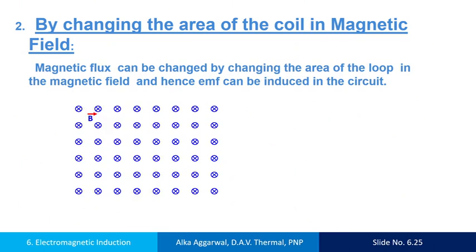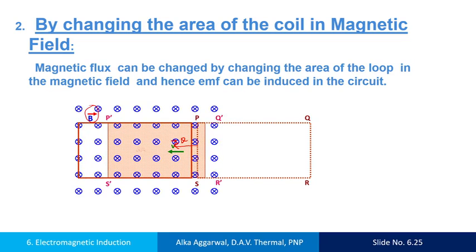Again it is a cross sign. It means the magnetic field is perpendicular to the plane and in the inward direction. Moreover, all these crosses are equidistant. It means the magnetic field is uniform. This is a loop, and this loop is taken in this direction with a velocity v in the magnetic field. Now the change in the area of the loop is this shaded portion, shown by the orange color.